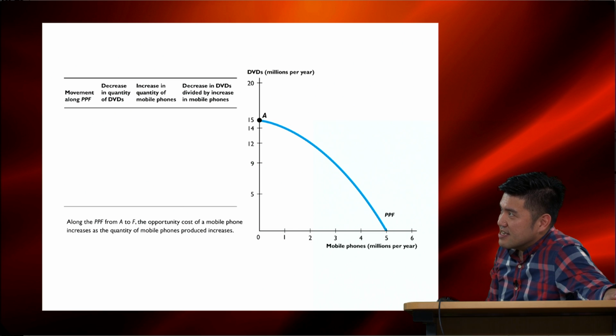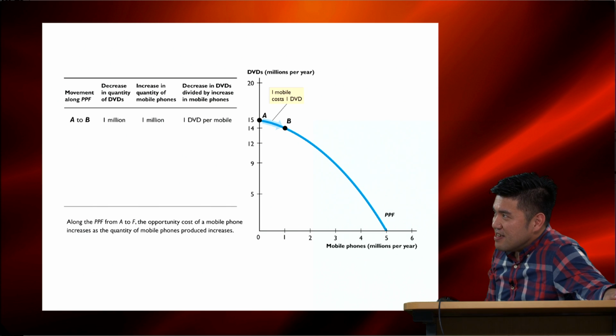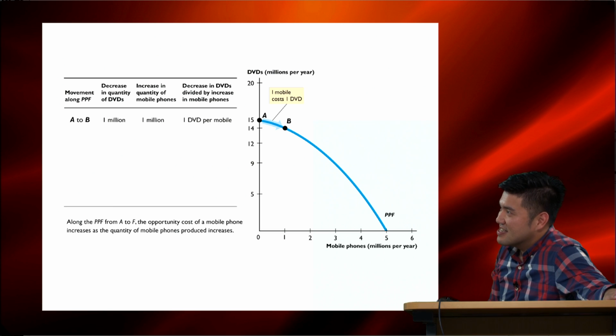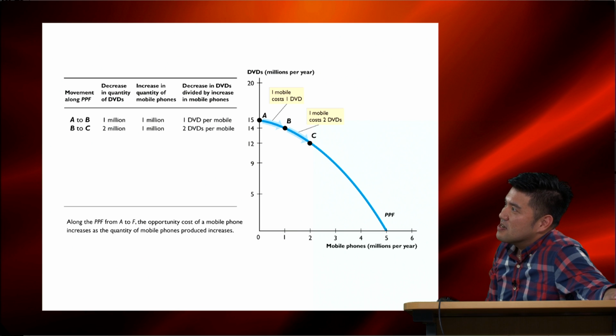See, at point A, 15 DVDs, but no mobile phones, okay? Guys, if you want to produce one more mobile phone, that is to say that you are moving from point A to point B, you have to give up your DVDs, guys. Okay? A to B, decrease in quantity of DVDs 1 million in order to increase 1 million of mobile phones. Okay? B to C.